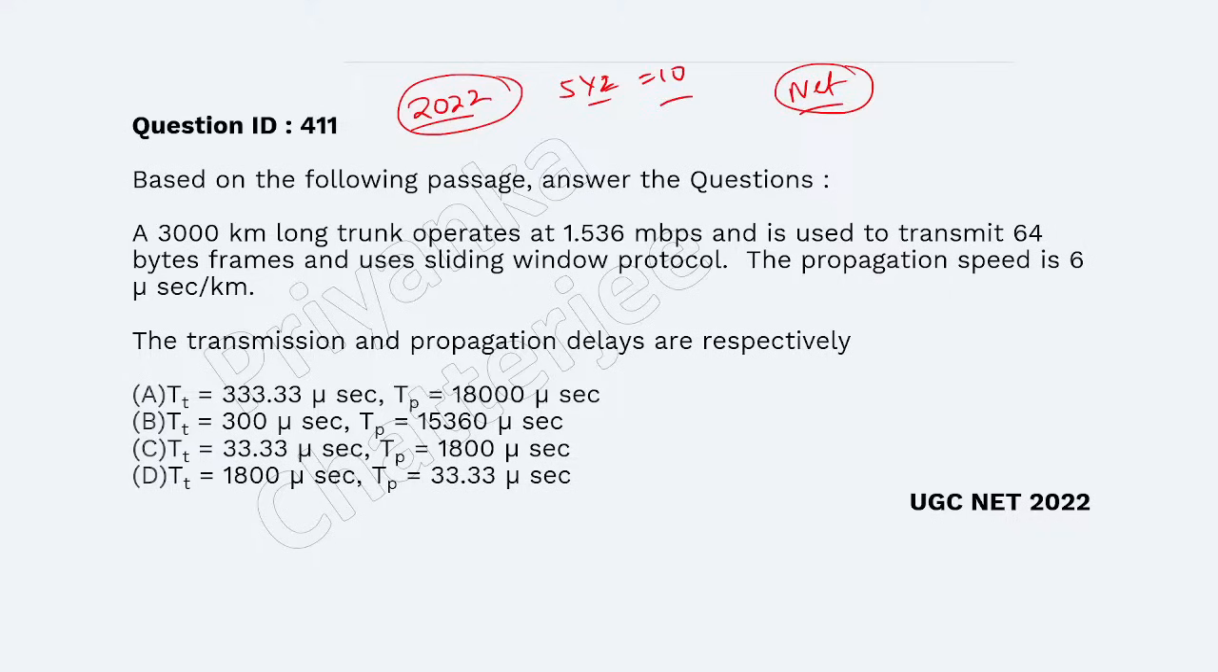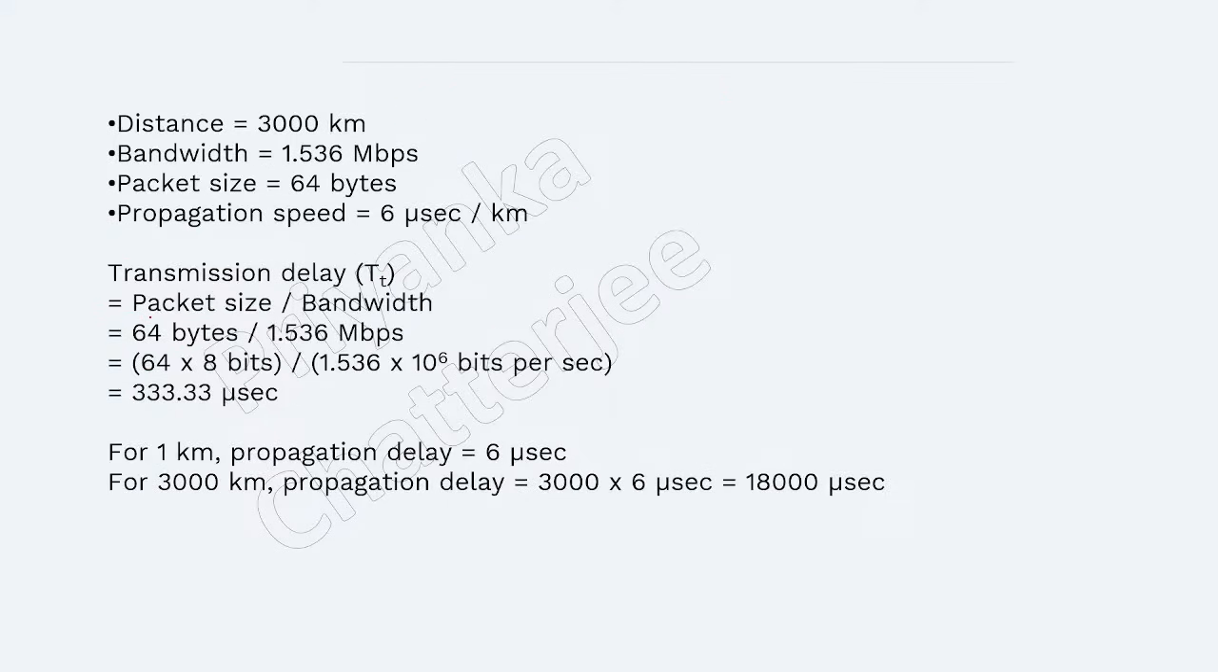What will be the answer? A 3000 kilometer long trunk operates at 1.536 Mbps and is used to transmit 64 byte frames and uses a sliding window protocol. The propagation speed is 6 microsecond per kilometer. So what will be the transmission and propagation delay? That is the question here.